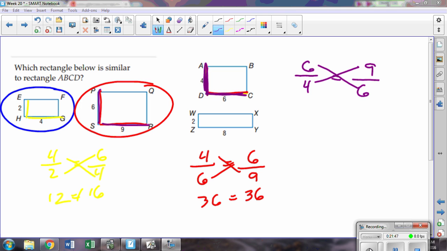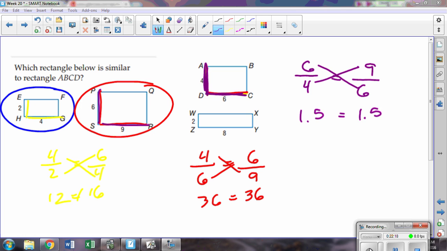Or you could have also divided them both out. 6 divided by 4 is 1.5. 9 divided by 6 is 1.5. There are many different correct ways to do these. And so one of the challenges sometimes students find is because there are so many different correct ways to write it up, they sometimes get confused by the sheer amount of possibilities.